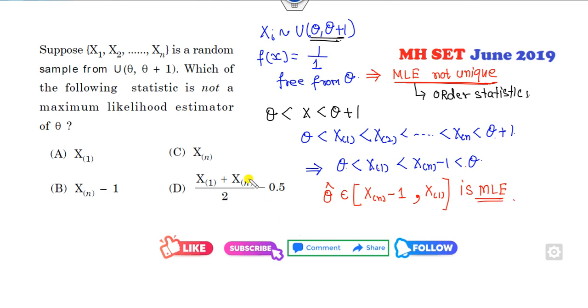Now look at the options. Which of the following is not the MLE? Does x1 belong to this interval? Yes, so this is an MLE, but we need a not, so this option is cancelled. xn: does xn belong to this? No, so that means this is not the MLE. xn minus 1: yes, it is part of this, so it is an MLE, but we need a not. If this is a linear combination, like taking the average of the two, it will lie in this interval, so yes, this is an MLE, but we need a not. So that's a simple way you can solve it.